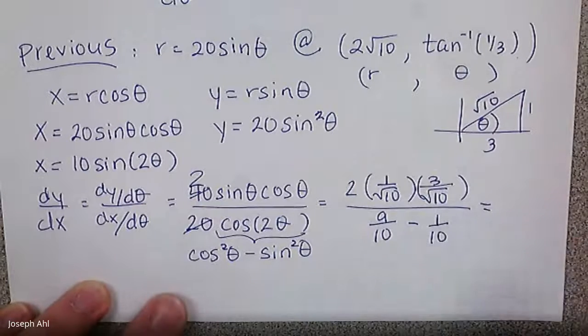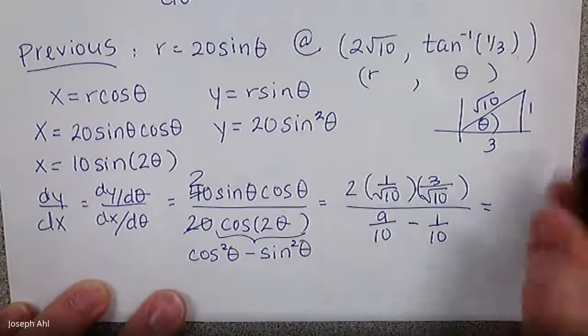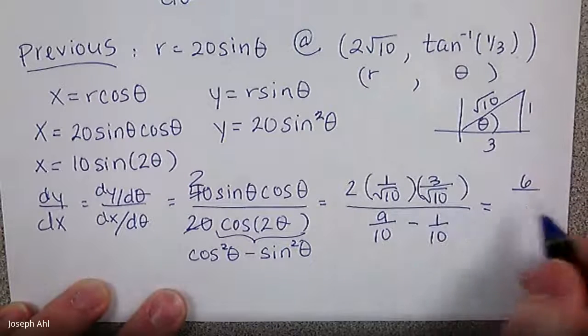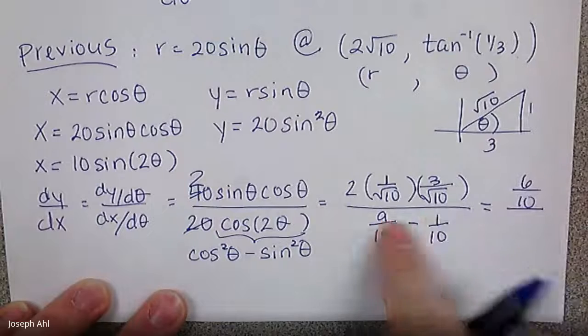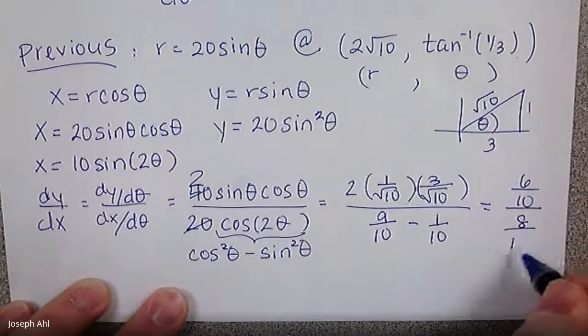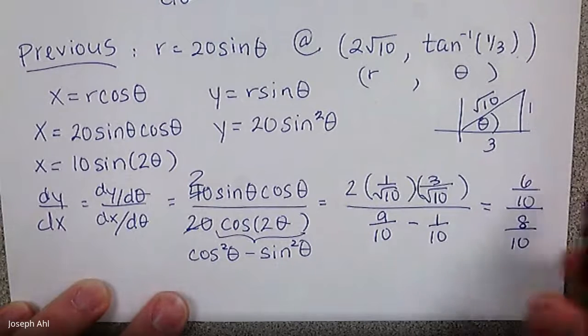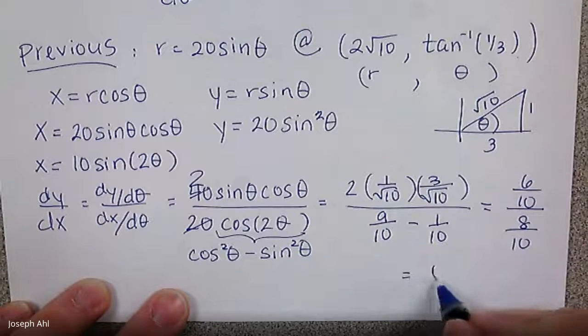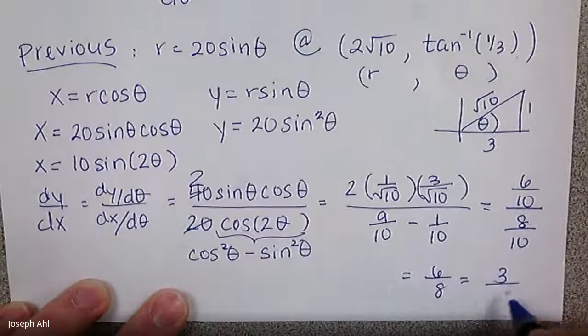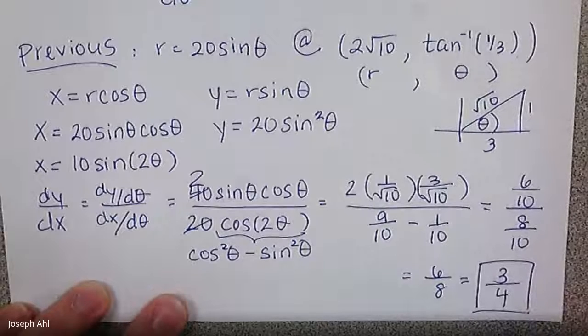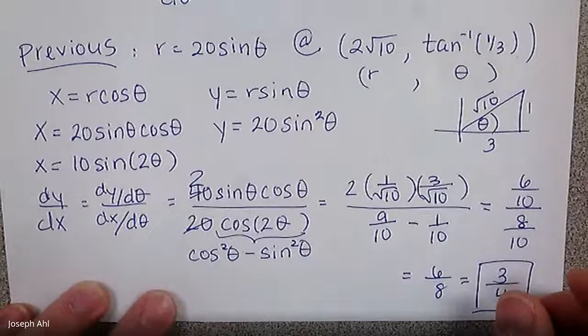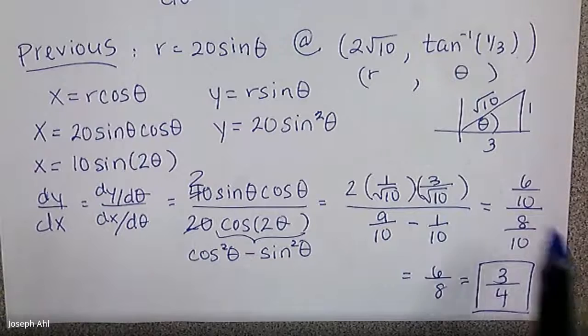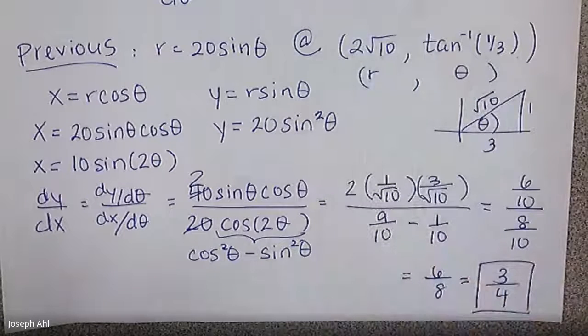So let's see what we got. Top: 2 times 1 times 3 is 6. Radical 10 times radical 10 is 10. Bottom: 9 minus 1 is 8 tenths. Is this starting to look familiar? 6 tenths over 8 tenths is 6 eighths, better known as 3/4. Okay, so the slope of this polar curve at this location right here, 2 radical 10, tan inverse of a third, is in fact 3/4.